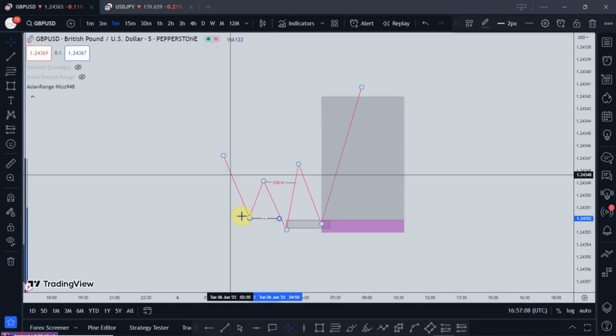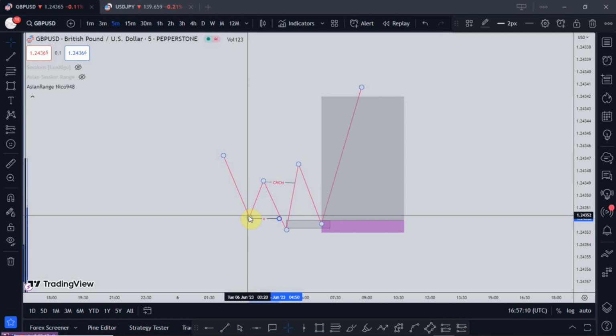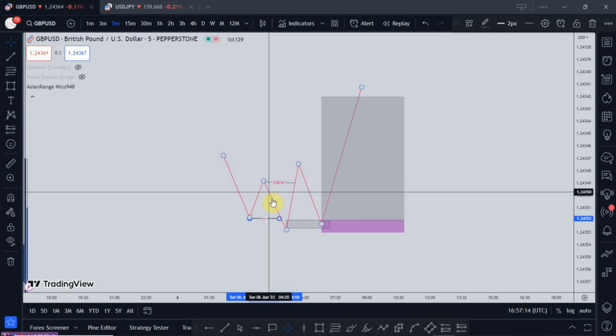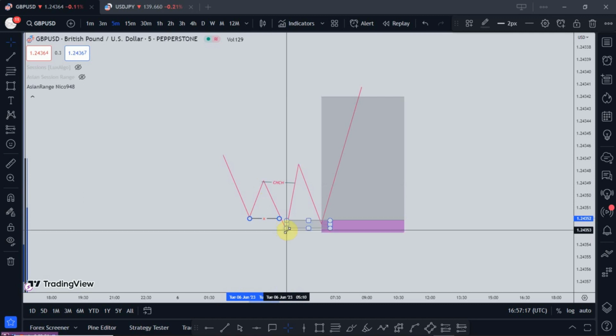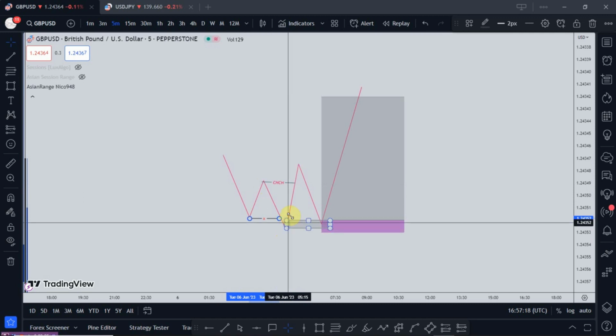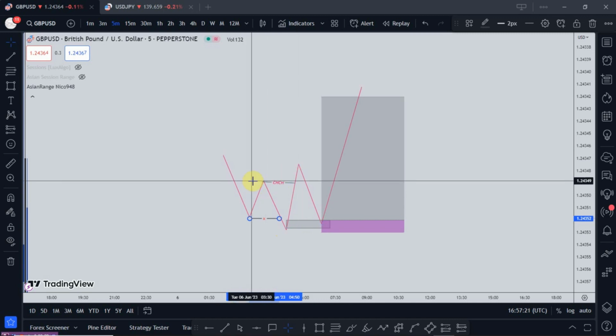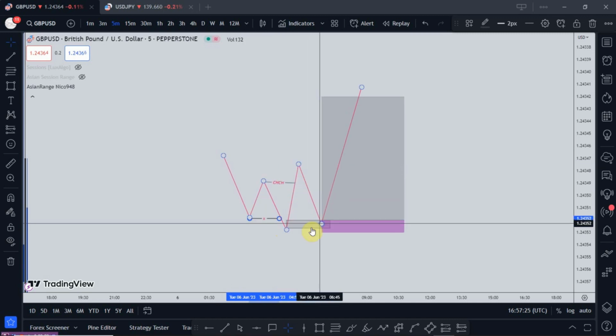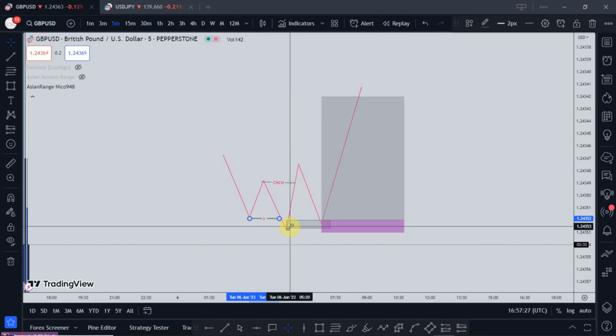You want to see the price form a low here. The low should form a high. Now this high should form a lower low. This lower low, which is the third point here, should form a higher high, higher than the previous high here. Then it should form a low, but it shouldn't be lower than our previous lower low here.